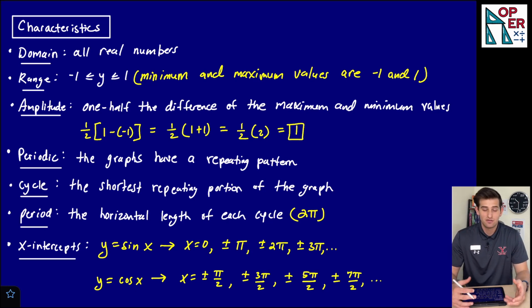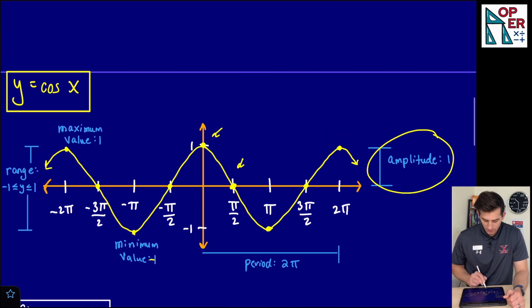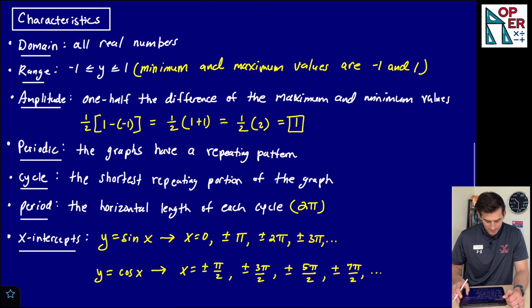Now we go to this idea of periodic. So periodic means the graphs have a repeating pattern, and hopefully we noticed that from the table of values. And in this periodic graph, we have what's called a cycle. So a cycle would be the shortest repeating pattern of the graph, and the period would be the horizontal length of each cycle. So in this case, it's going to be 2 pi, because once we go a distance of 2 pi, the pattern begins to repeat.